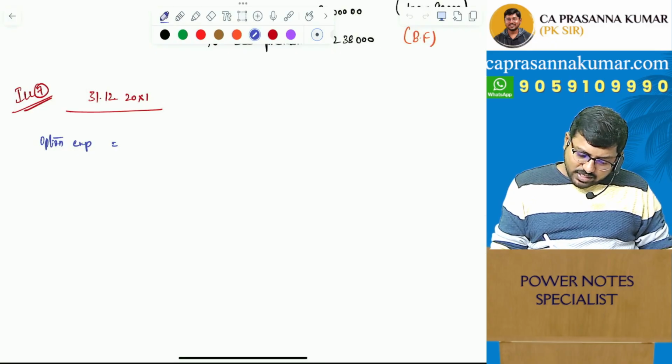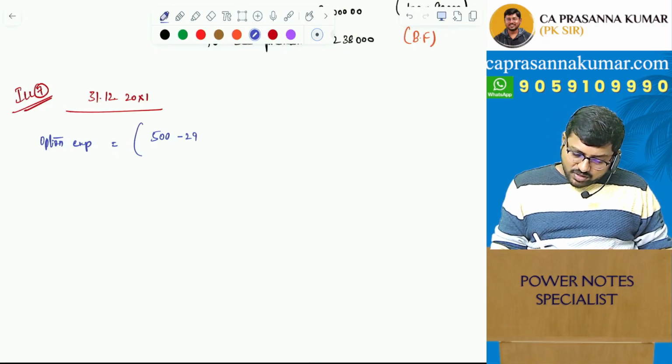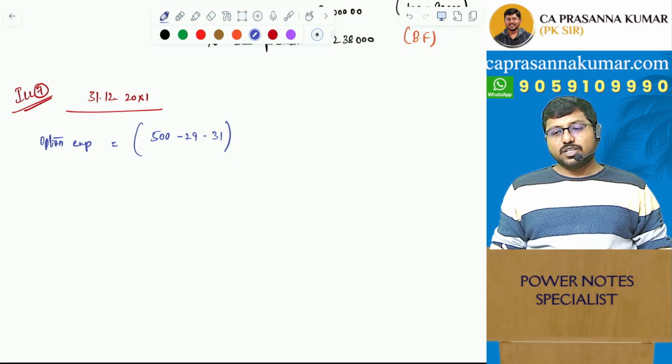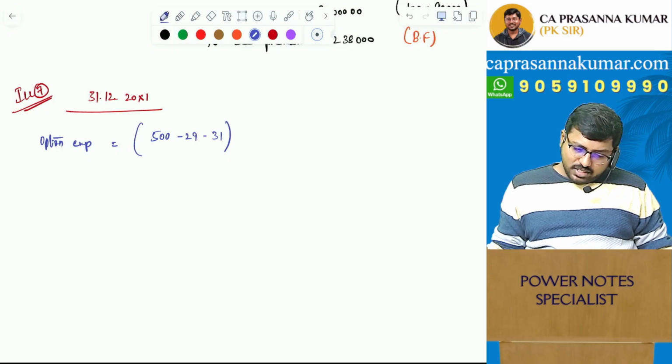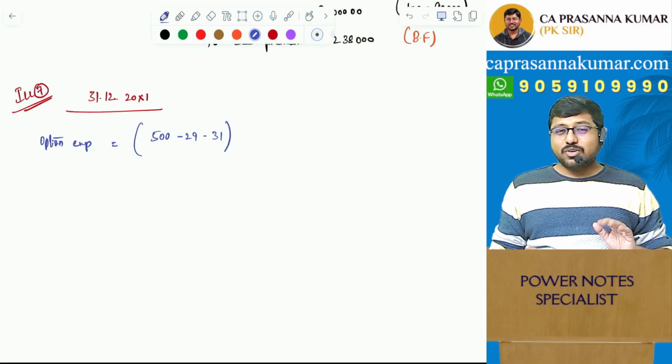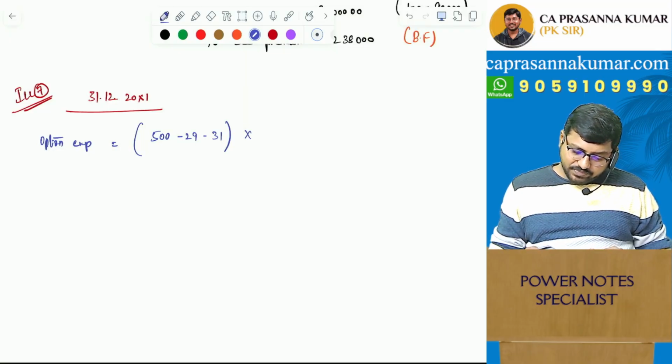Number of employees at the end of the vesting period: 500 minus 29 have left at the end of the first year. Further in future, how many people do you expect will leave? Further 31, that is the next 2 years put together. We are expecting that 31 will leave. Clear? So this is the number of employees that you are expecting at the end of the third year, or at the end of the vesting period, into number of employees into shares per employee.